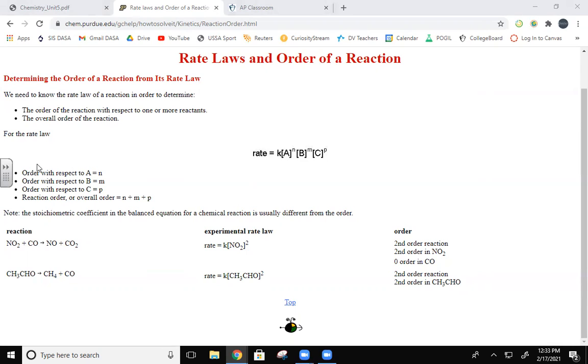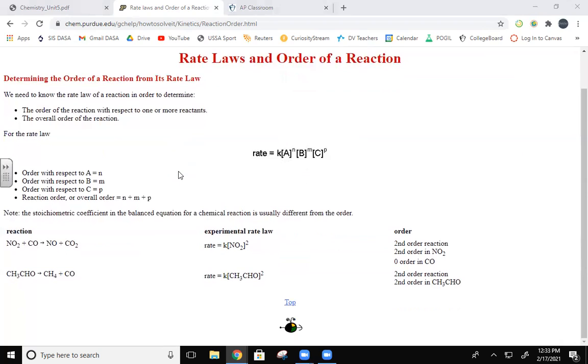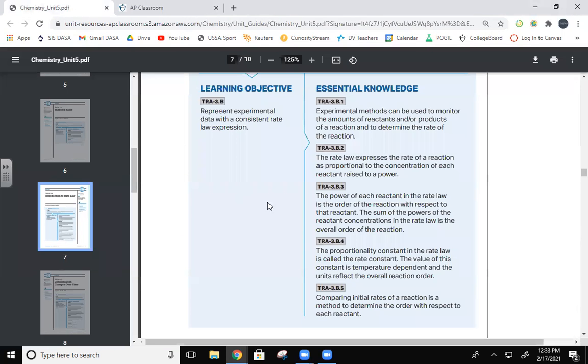So you find your order with respect to A, N, M, P, the reaction orders. Wait, is that it? That's it. What do the orders have to do with all of this? Are they just exponents? That's it? Yes. They're just exponents. How does knowing the order help us? It helps us to understand the rate at which this type of reaction occurs.